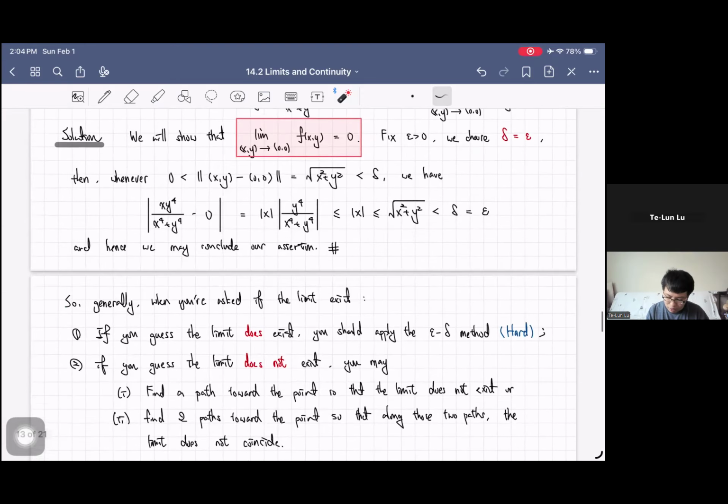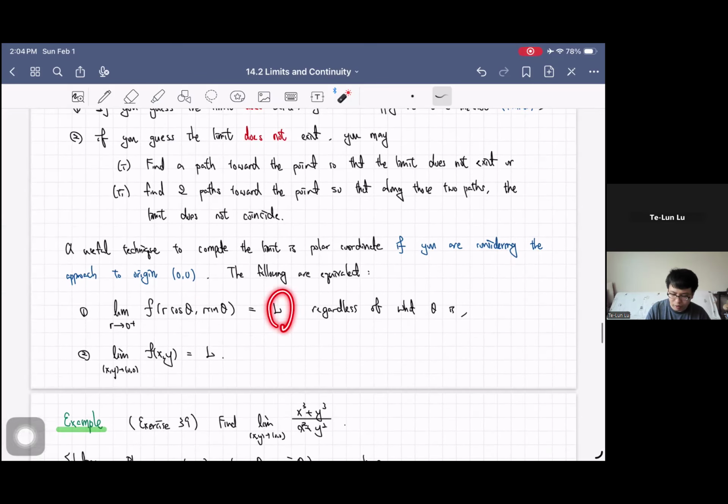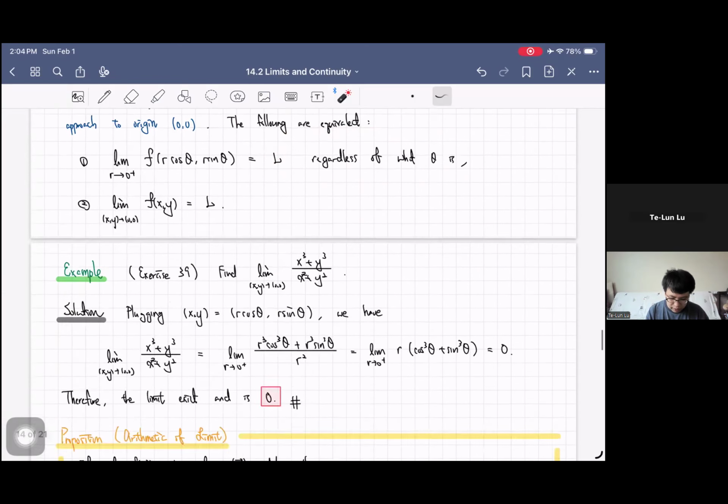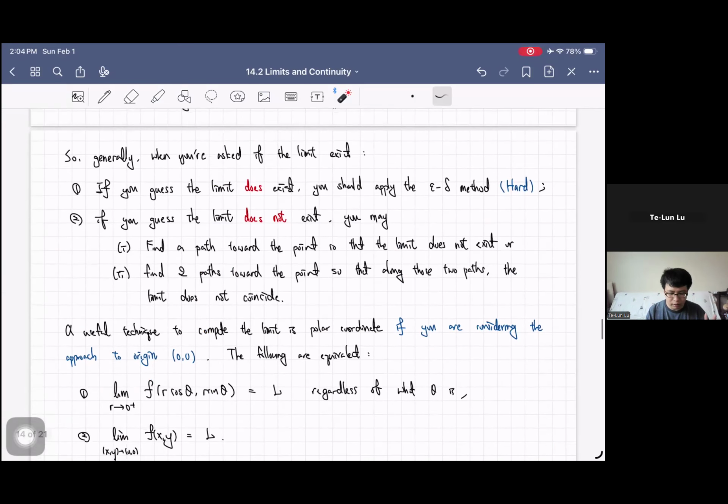So it is quite important that I mentioned here that this L is independent of theta. L is just a number, 2, 3, 0, minus 2, right? So again, let us try to conclude this. Now for you to compute a limit, there are two ways. One is the epsilon delta method, whenever you can guess what the limit is. Another way is to plug in polar coordinates, which is only quite applicable in two-dimensional space. We will introduce a similar polar coordinate thingy in three-dimensional space afterwards, but not today.